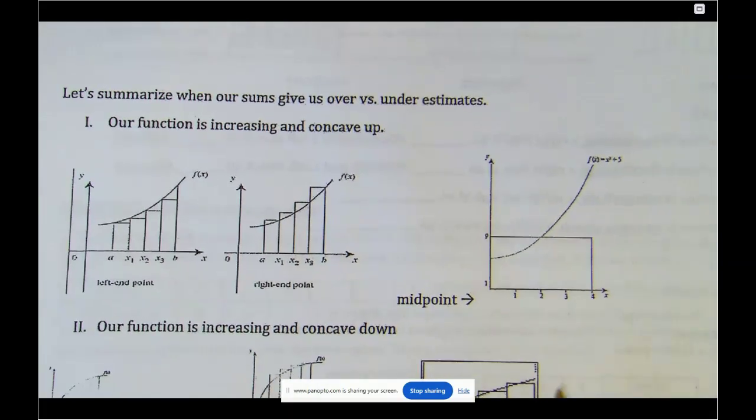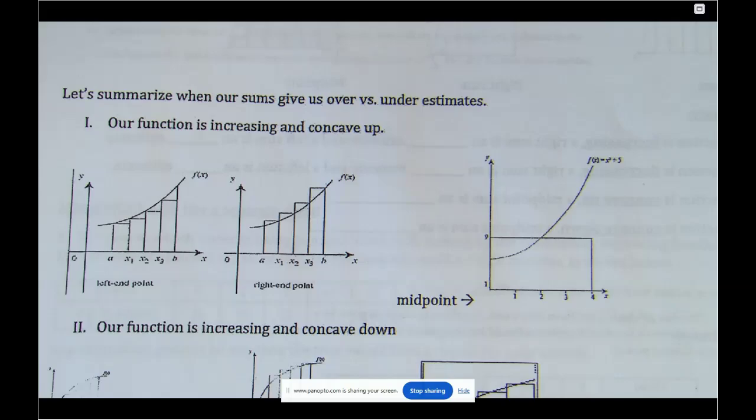Okay, so take a look at this. We've got a function that's increasing and concave up. So you've got 3 pictures there. Take a look at left, right, and middle. Left, over or underestimate? Way under. How about right? Over.